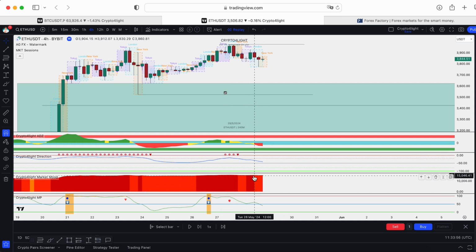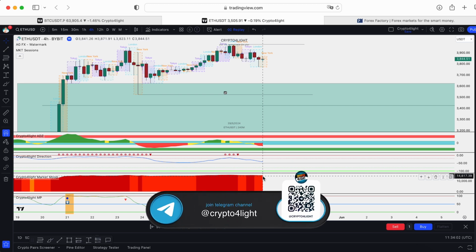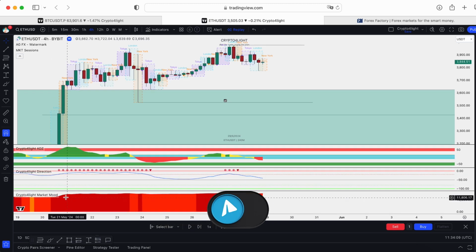I got a bearish sentiment on the market mood. So this is not accumulation zone. So it means priority to sell, to open short position. And I got a bearish divergence on money power indicator. Got it. I can close.